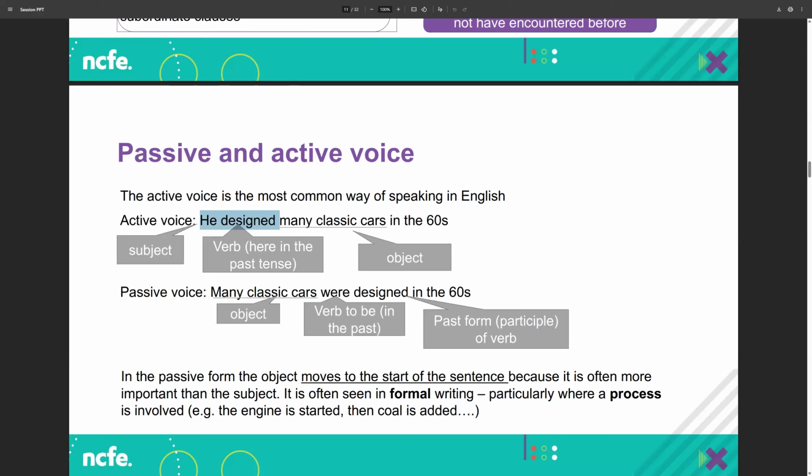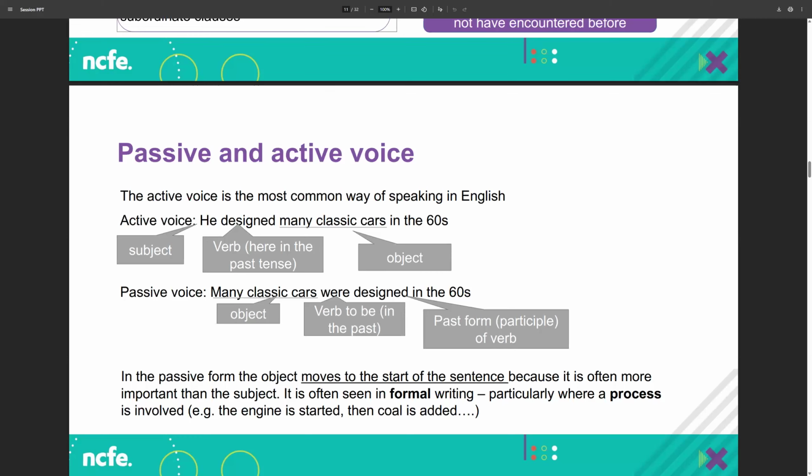So let's look. He designed many classic cars in the 60s. Who is designing them? He is. This is a person. It's active because he designed them in the 60s. Whereas passive voice basically means there's no person involved. You're not talking about someone doing something. It's the act of the thing being done, just generally. There's no personal aspect to it.